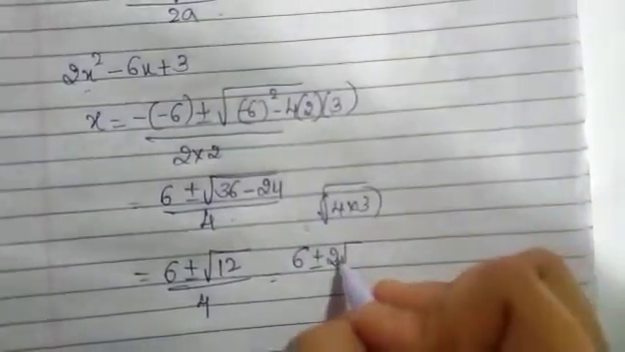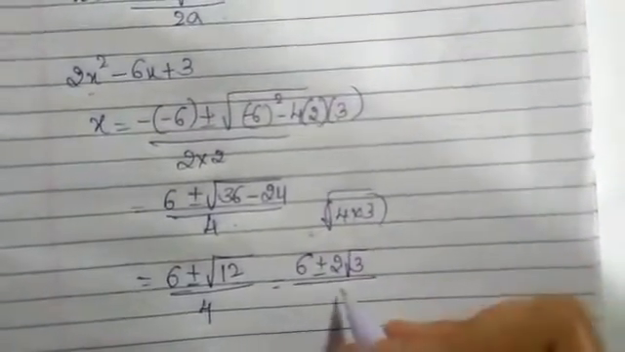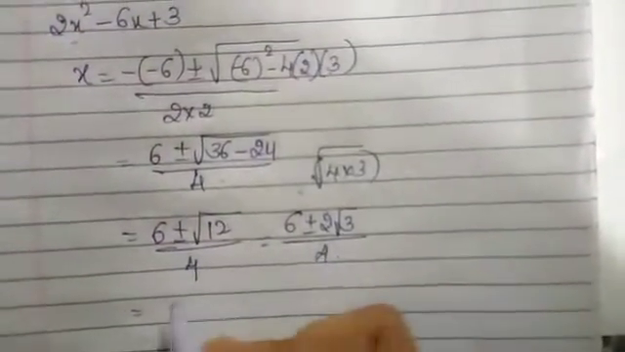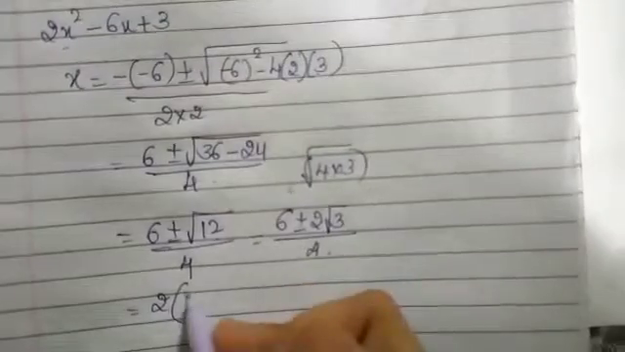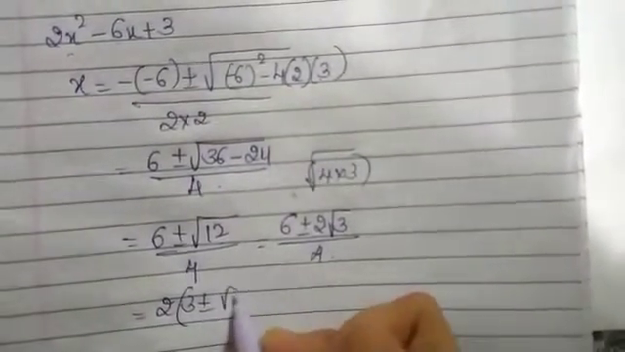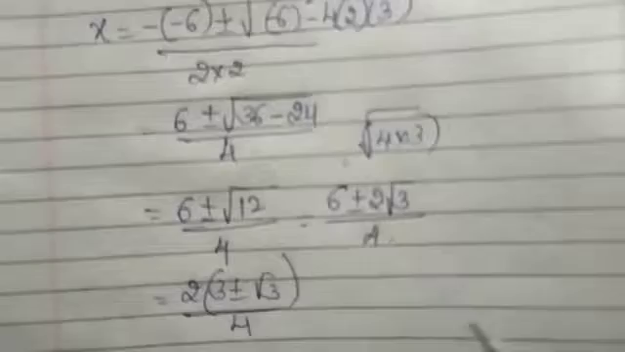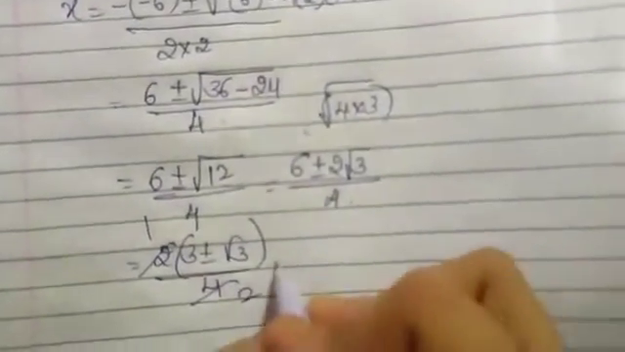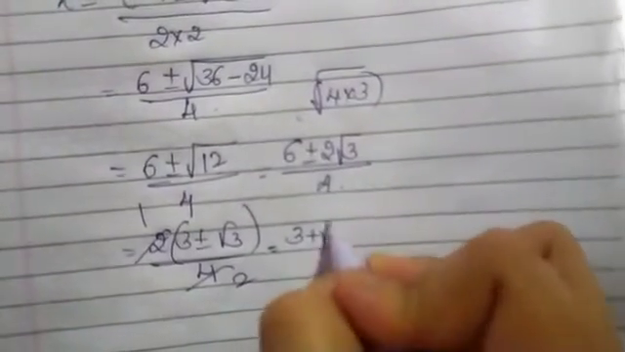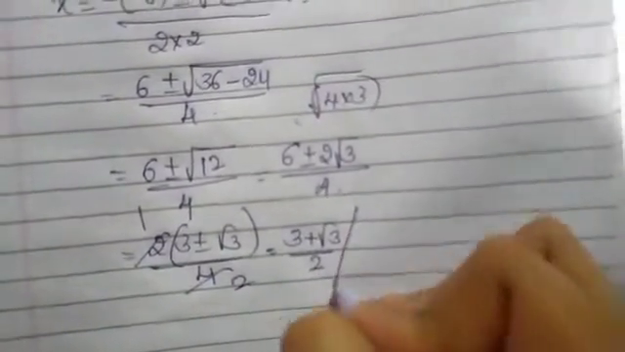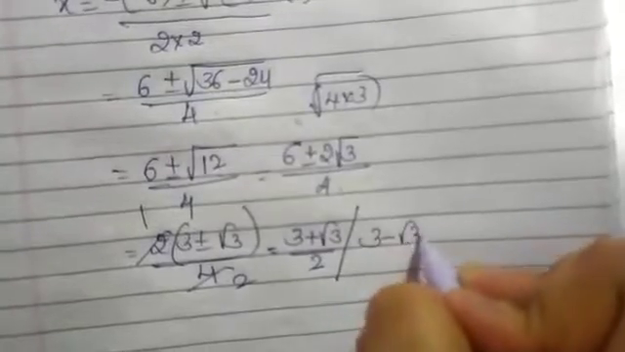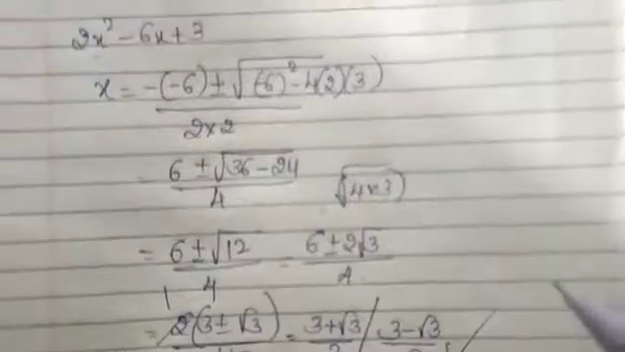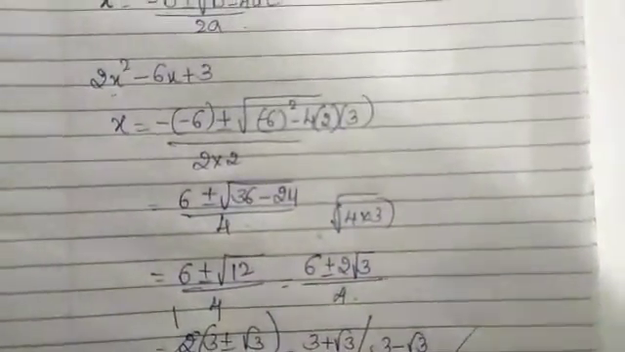The 4, if I take it outside, becomes 2. So I get 6 plus or minus 2 root 3 divided by 4 here. If I take 2 as a common factor, I get 2 times 3 plus or minus root 3 divided by 4, so the 2s I can cancel. So I'll get one root as 3 plus root 3 by 2, and another root is 3 minus root 3 divided by 2. So these are the roots of the given quadratic equation by using the formula.